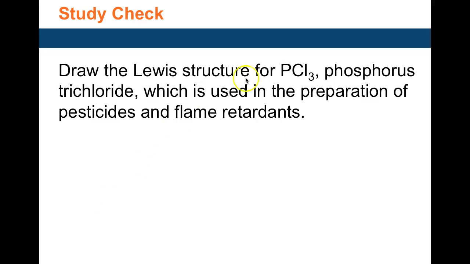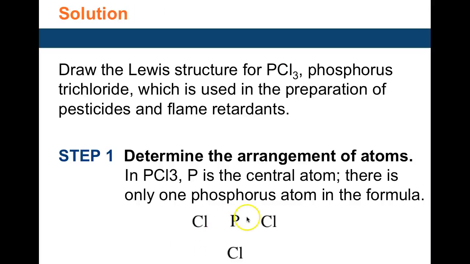Okay, so it says draw the Lewis structure for PCl3. Phosphorus has 5 available electrons for bonding, but 2 belong to the non-bonding or lone pair. So 3 available valence electrons. Each chlorine can also bring 1 available electron. So for PCl3, you start out by writing the first element, which is always the central atom. Here phosphorus is the central atom and you have the 3 chlorines surrounding it.